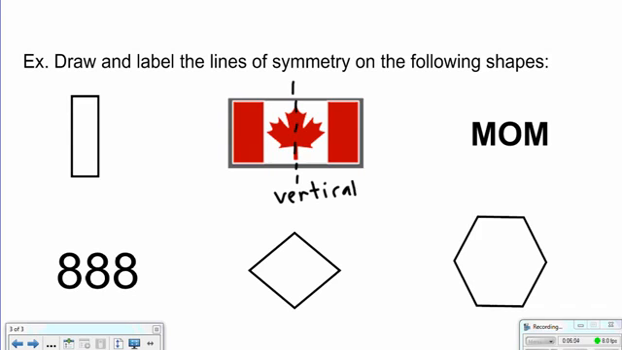So on the other examples, I would like you to do the same thing. We're going to check these together tomorrow. Please make sure they're labeled, and please make sure you include all possible lines of symmetry for these examples.